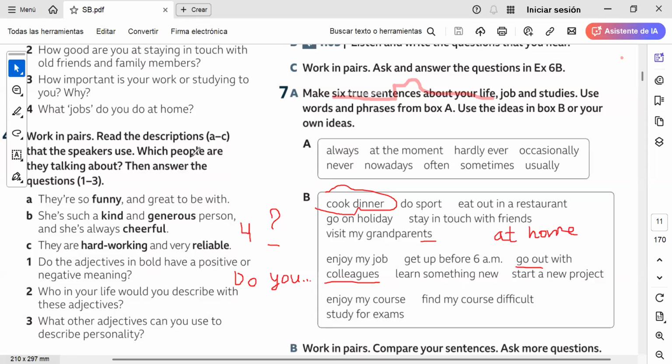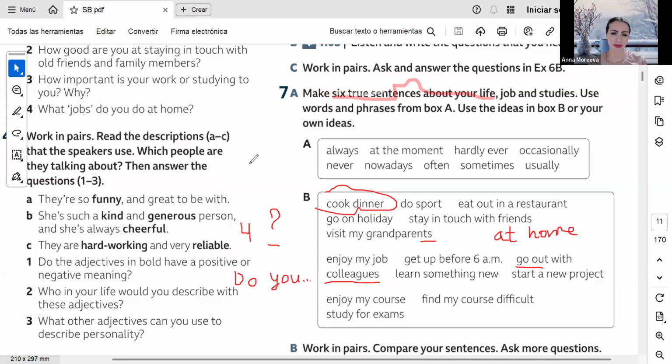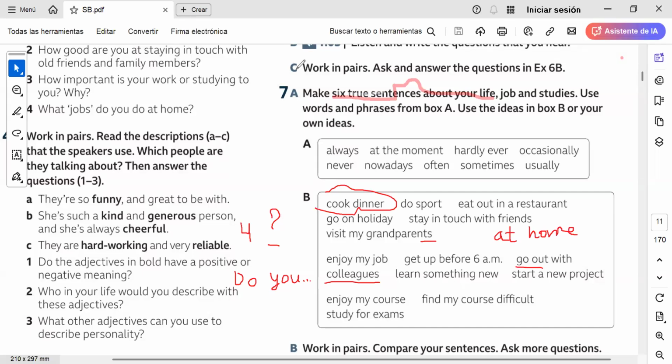Teacher, do you usually cook dinner at home? Hardly ever. I usually eat maybe a sandwich or something, but no, I don't cook something very big. Okay, okay.